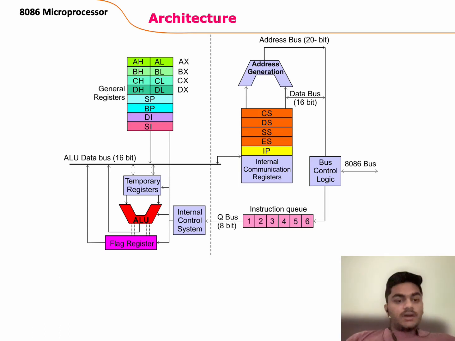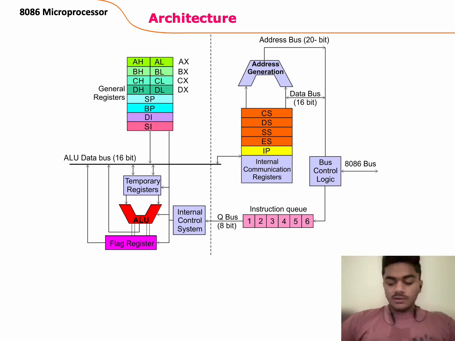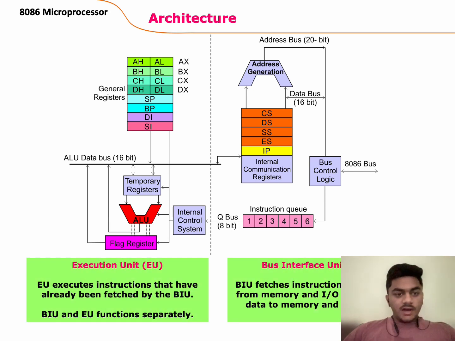Good morning, everyone. Today we are discussing the 8086 microprocessor architecture. We are discussing the two parts of the architecture. First one is the bus interface unit, and the second one is the execution unit.